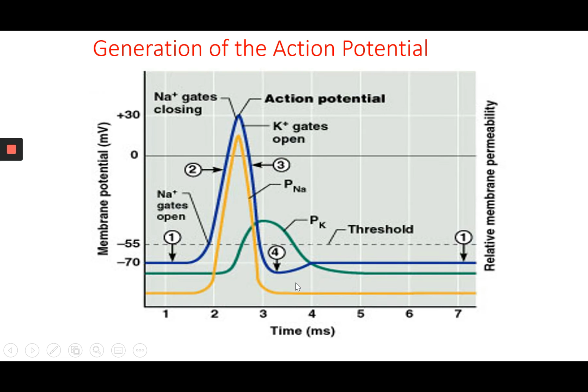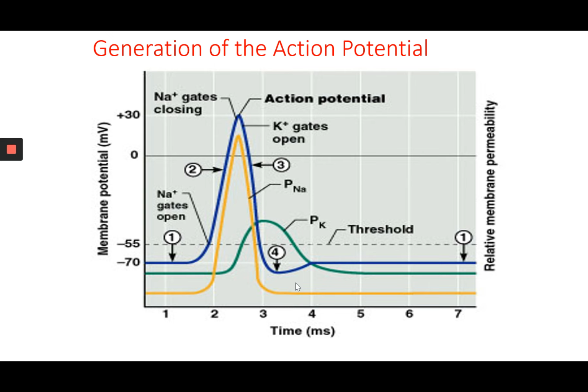This is a good chart here to review. So generation of the action potential is not only showing you the action potential itself here in blue, it's showing you the permeability of the membrane to sodium and potassium, sodium in yellow, potassium in green, and it's identifying the steps of the action potential. Number 1 being resting membrane potential, 2 depolarization, 3 repolarization, and 4 hyperpolarization.